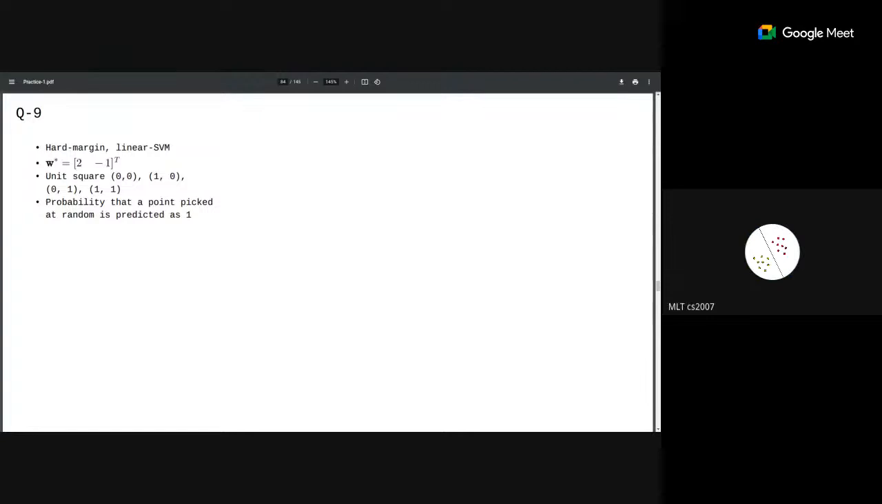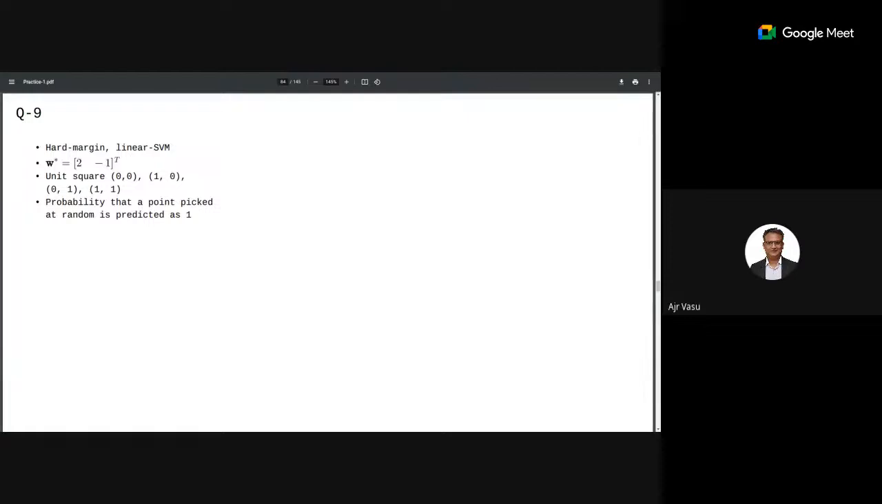We have a hard margin linear SVM, and the optimal weight vector W star is (2, -1). You have a unit square, a square with unit side length, with corners at (0,0), (1,0), (0,1), and (1,1). You pick a point at random from within this unit square and pass it through the SVM. What is the probability that this point is classified as 1?